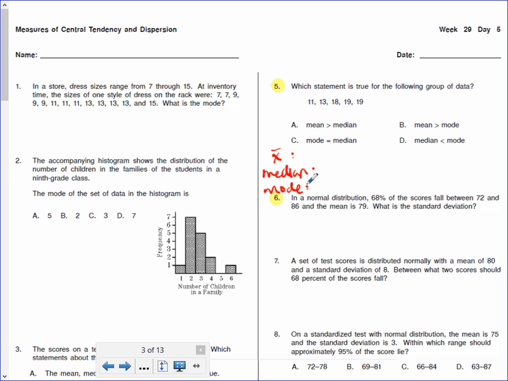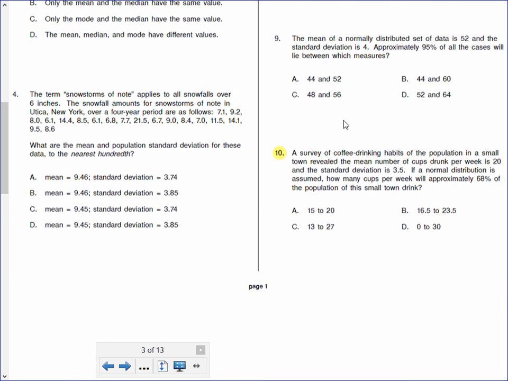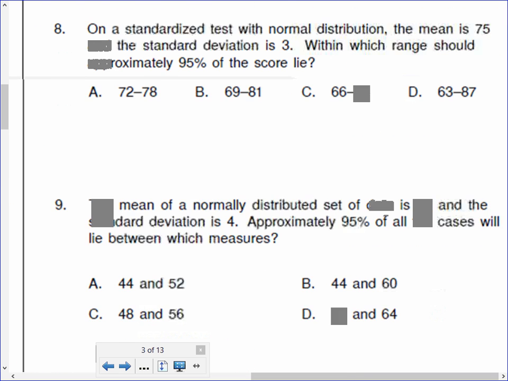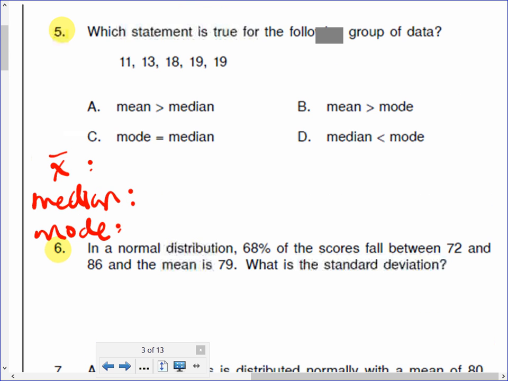This problem talks about mean, median, and mode. It's asking you to compare, so you just need to find the mean, the median, and the mode for this set of data, and then make a comparison. The mean is when you add them up and divide by 5 for this case. So I think it's 80 divided by 5, which is 16.